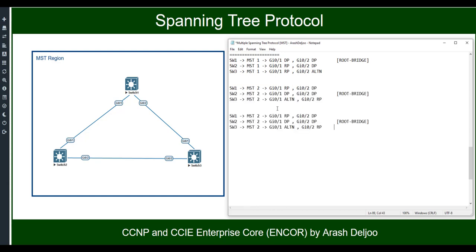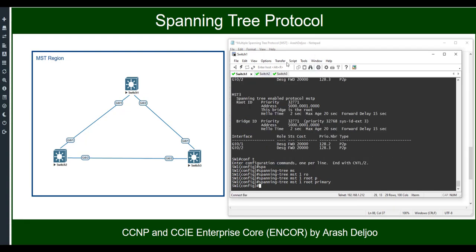Then MST instance 3. In MST instance 3, you know that the root bridge is switch 3. Because of that, both of its ports are designated ports. About switch 1, Gigabit 0/2 is the root port, and Gigabit 0/1 is the designated port. And also about switch 2, Gigabit 0/1 is alternate, and Gigabit 0/2 is the root port. Let me show you, and we can compare our result with the show commands here.